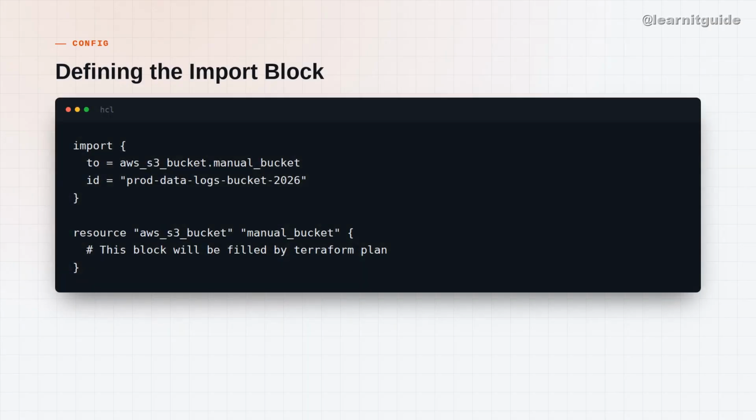This is how you define an import block. You specify the target resource address and the unique identifier of the manual resource in the cloud. By declaring the empty resource block, you give Terraform a place to store the configuration once it fetches it. Notice that we are using the official provider address for an Amazon S3 bucket here. You simply save this into your main configuration file to start the process.